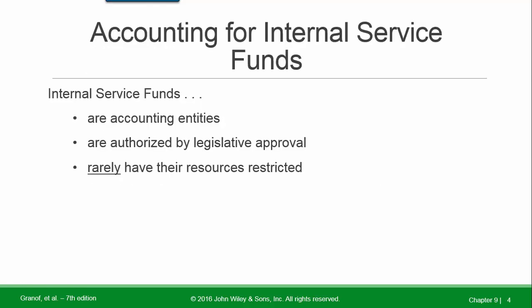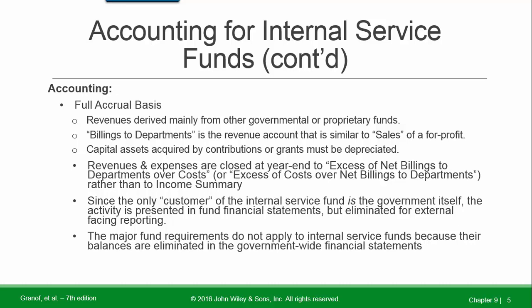Accounting for internal service funds. Internal service funds are accounting entities, are authorized by legislative approval, and rarely have their resources restricted. Full accrual basis of accounting. Revenues derived mainly from other governmental or proprietary funds. Billings to departments is the revenue account that is similar to sales of a for-profit.